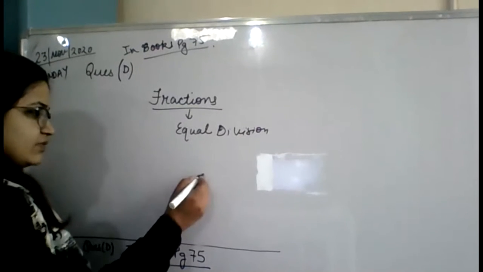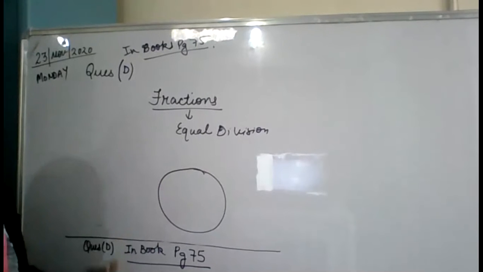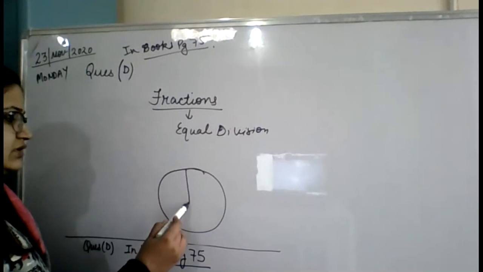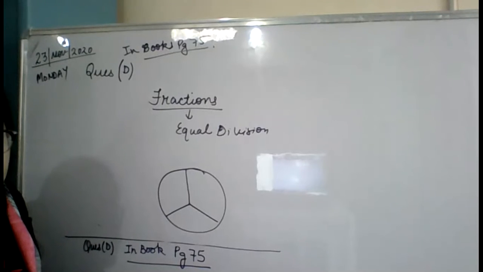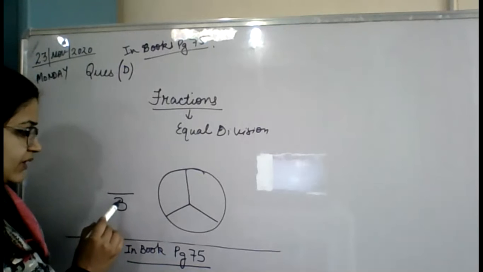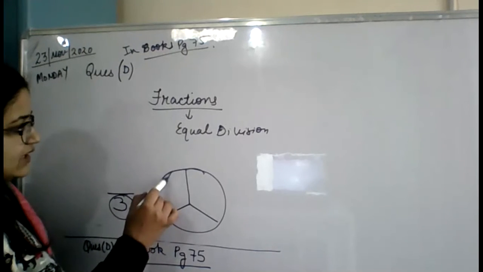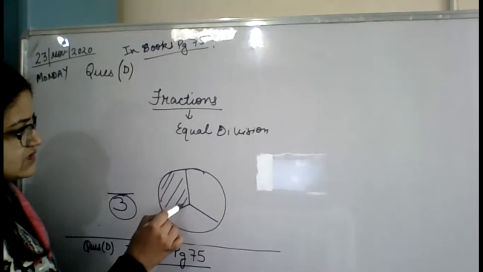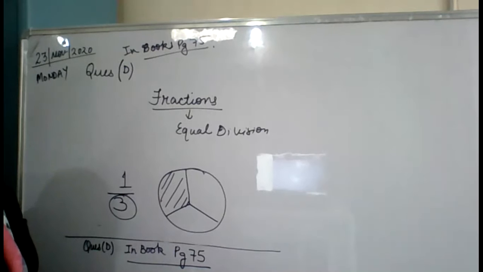Okay, suppose there is one big pizza. One big pizza is divided into 1, 2, 3 parts. It is divided into 3 parts. So we write the number of parts it is divided into here. And this is one part of it. So one should be written over here.